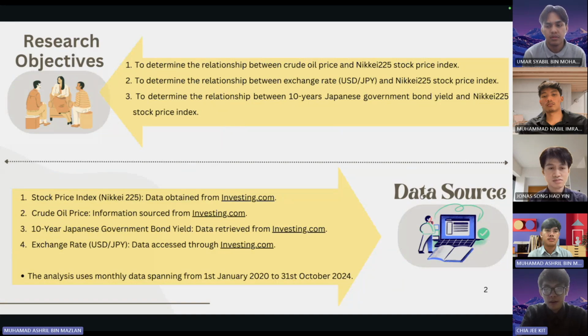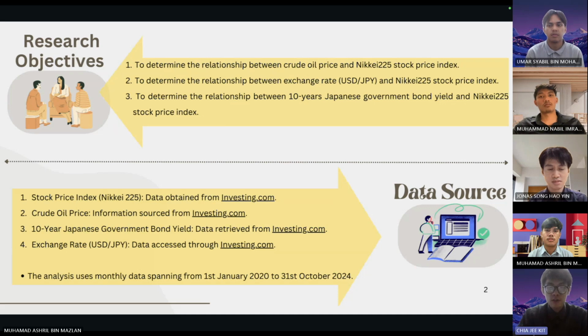Hi madam, everyone, my name is Kit. Today I will present our group's findings. Our study focuses on determining the relationship between the crude oil price and the Nikkei 225 stock price index, and the relationship between the USD exchange rate for Japan and the Nikkei 225 stock price index. The third is to determine the relationship between the 10-year Japanese government bond rate and the Nikkei 225 stock price index.